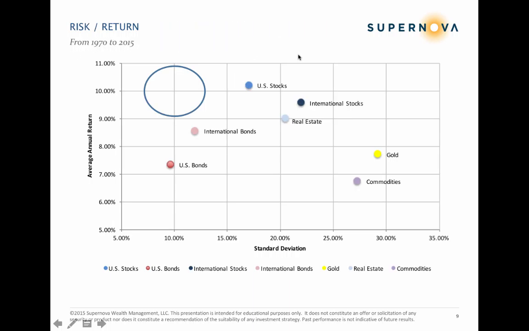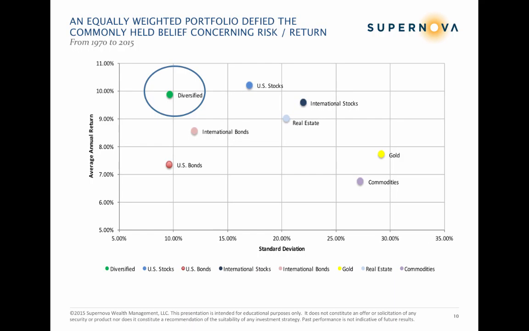So when we go back to this chart, what if we owned everything? If we owned the entire world, where would that portfolio have been over the last 46 years? Top left, low risk and high return. That is the goal of diversified portfolio investing.